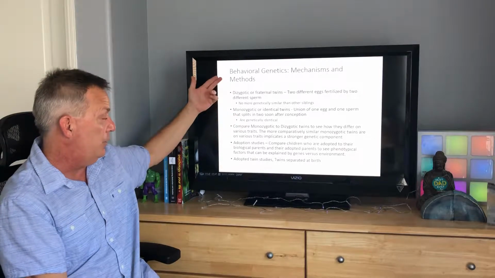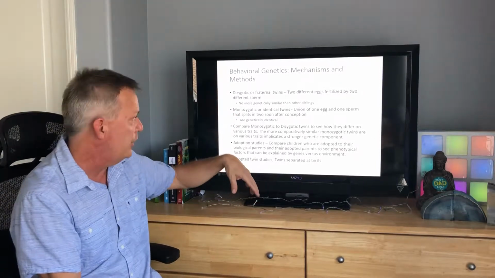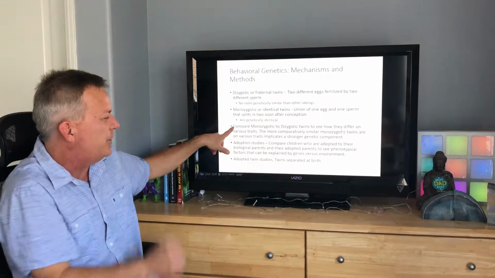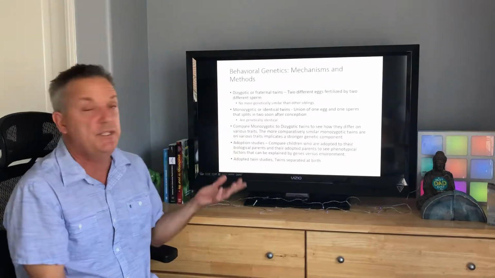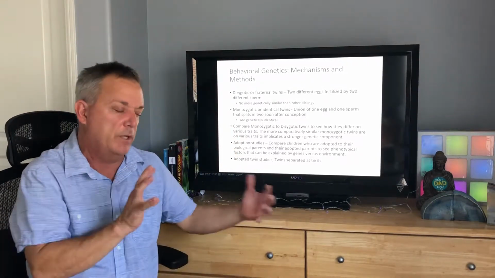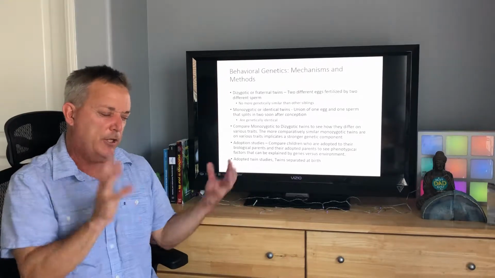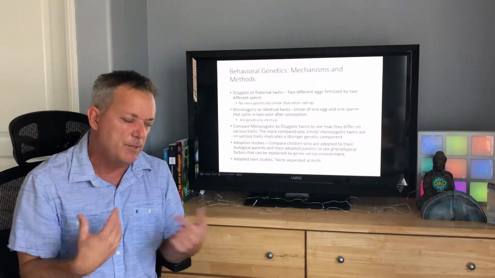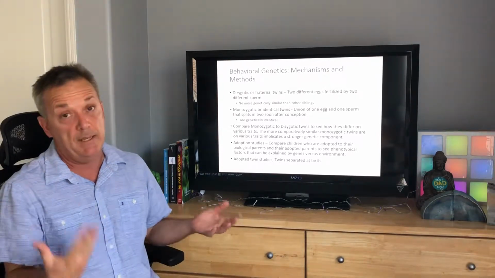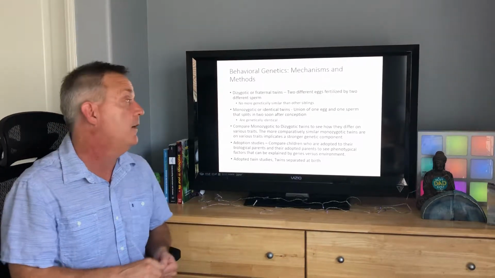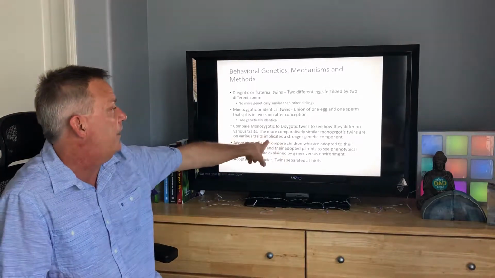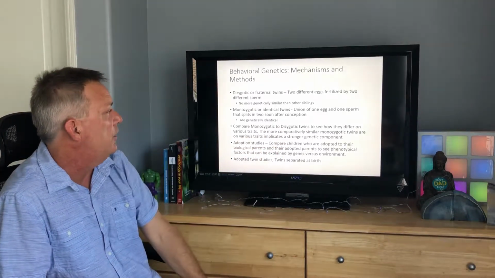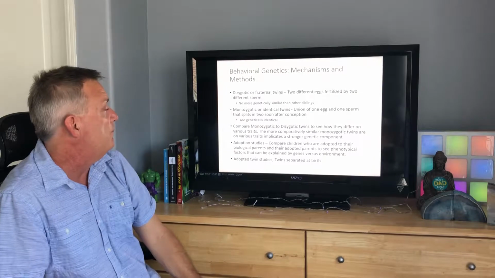What do they like to do, those behavioral geneticists? They like to compare monozygotic to dizygotic twins to see how they differ on traits. If the monozygotic twins are very similar on IQ or some other trait like height, then they might say, hey, there's a heavy genetic component to that, comparatively when they compare them to the dizygotic twins, who might not be as similar, for example.